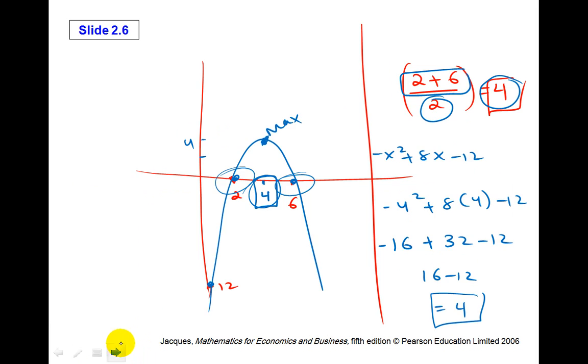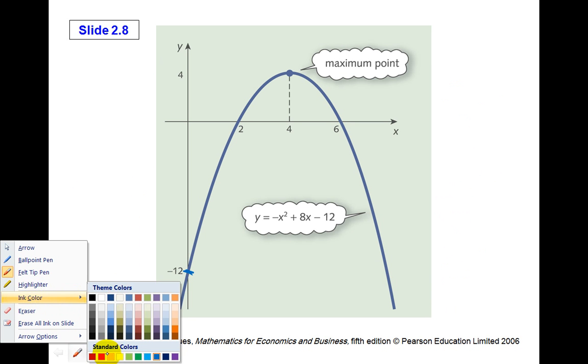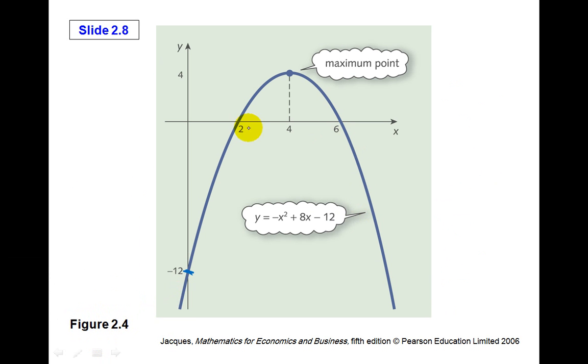Now I'll show you how the graph is drawn in a very accurate way. This is the graph. You can see here that this is negative 12, which is the y-intercept, and here you have 2 and 6, and those are the two solutions, and 4 is the middle or the midpoint between 2 and 6, and the maximum point is here for us. We found it, and this is the graph for y equals negative x squared plus 8x minus 12.